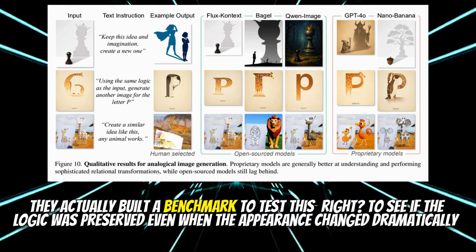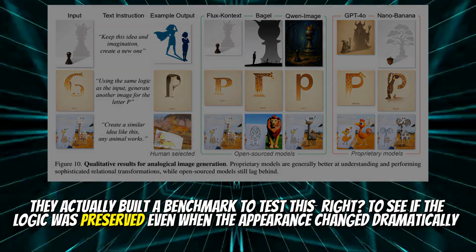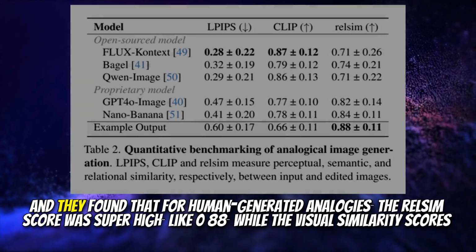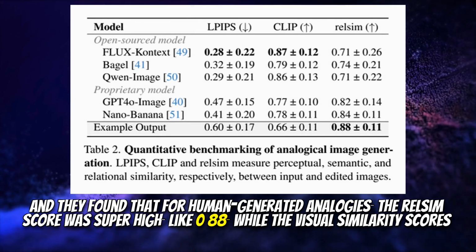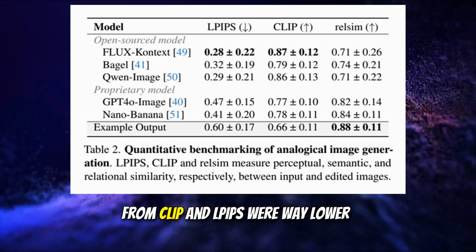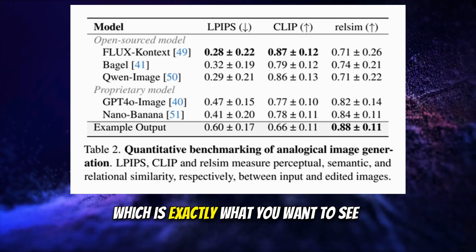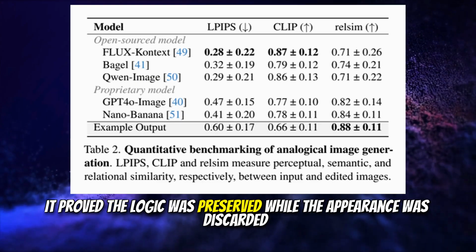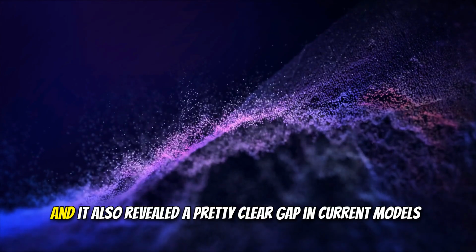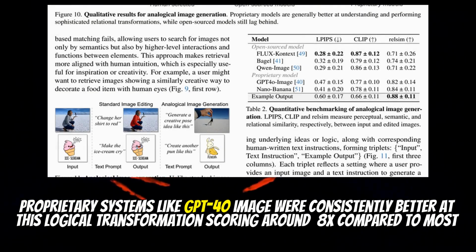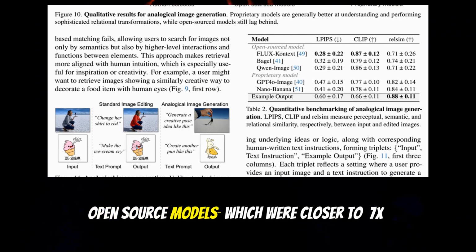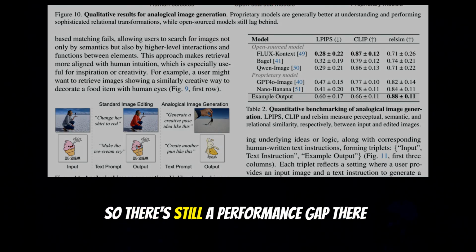They actually built a benchmark to test this, right? To see if the logic was preserved even when the appearance changed dramatically. They did. And they found that for human-generated analogies, the RelSim score was super high, like 0.88, while the visual similarity scores from CLIP and LPIPS were way lower. Which is exactly what you want to see. It proved the logic was preserved while the appearance was discarded. Exactly. And it also revealed a pretty clear gap in current models. Proprietary systems like GPT-4o Image were consistently better at this logical transformation, scoring around 0.8x compared to most open source models, which were closer to 0.7x. So there's still a performance gap there.